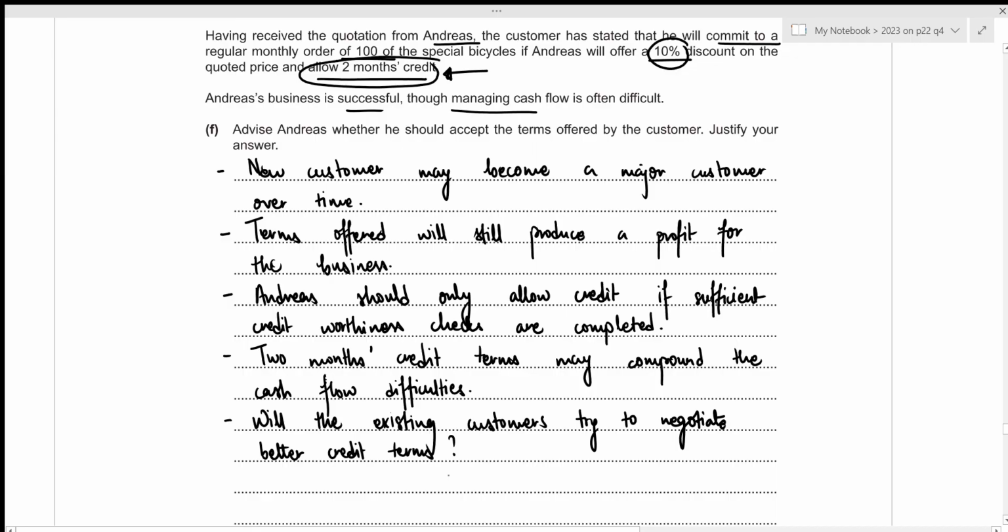Then we can also question whether or not the customer is sure about the regular monthly order, because if there is no regular monthly order, it's not really advisable for Andreas to accept this new customer. Let's write it down. Is the new customer sure of the continuity of the orders?